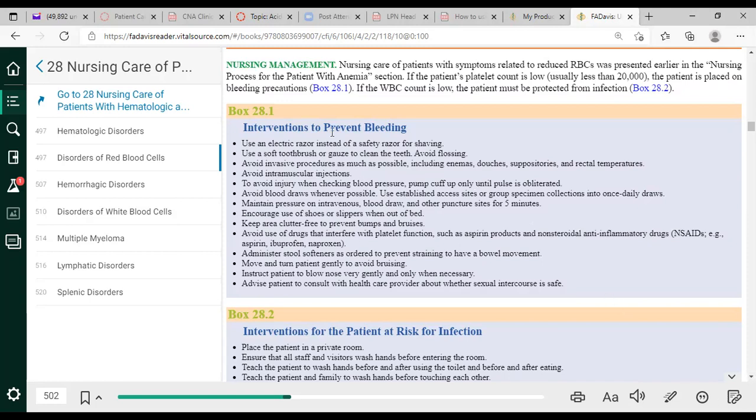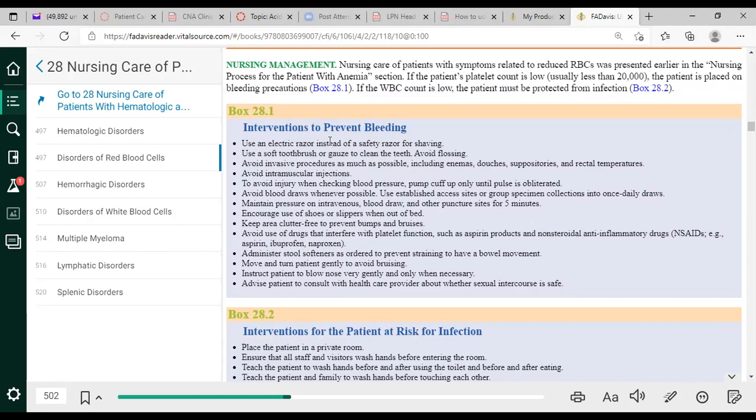And it just gives you a list of interventions to prevent bleeding. When your patients are on blood thinners, when your patients' coagulation studies are high, when your patients have low platelets, they are at risk for bleeding. So you want to think about the things that will prevent your patient from bleeding out.